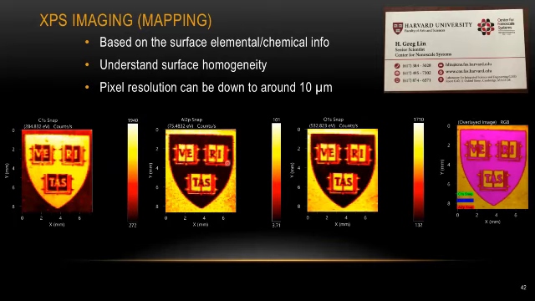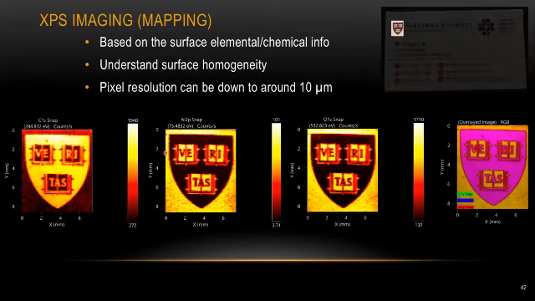We can also use XPS data to do some mapping. The data on the screen is a mapping of the Harvard logo on my business card. I just cut out the logo and put it into the XPS machine. The data on the left here is the mapping using the carbon signal. Based on the data here, the red region actually has much more carbon content compared to the black and white region. And if you switch over to aluminum and oxygen mapping, now you can see the red region has much less aluminum and oxygen. So you can get interesting images based on your surface elemental and chemical information.